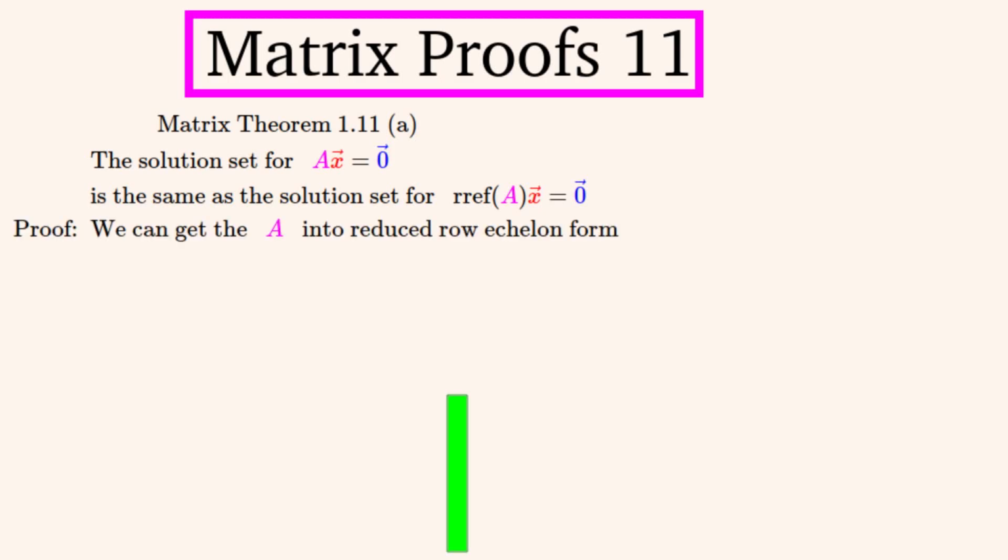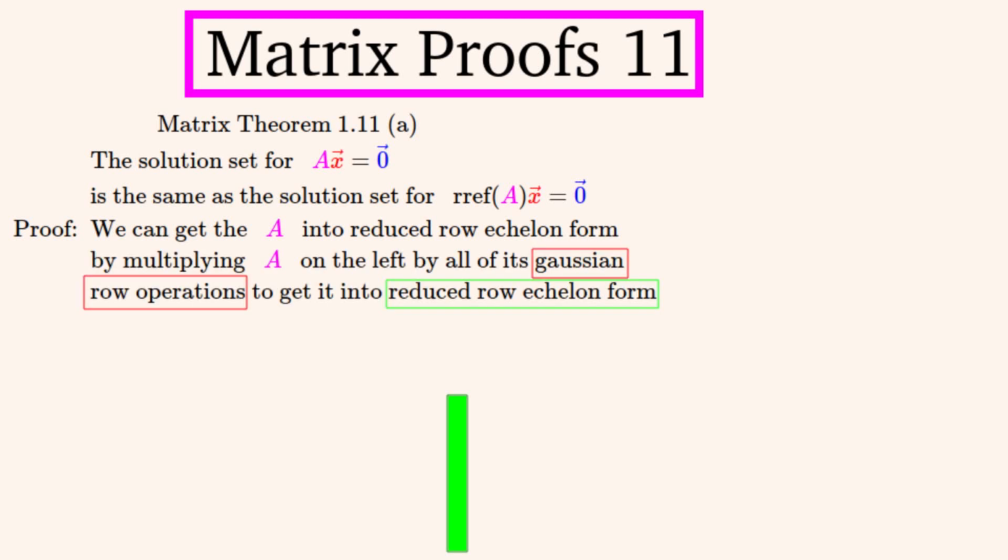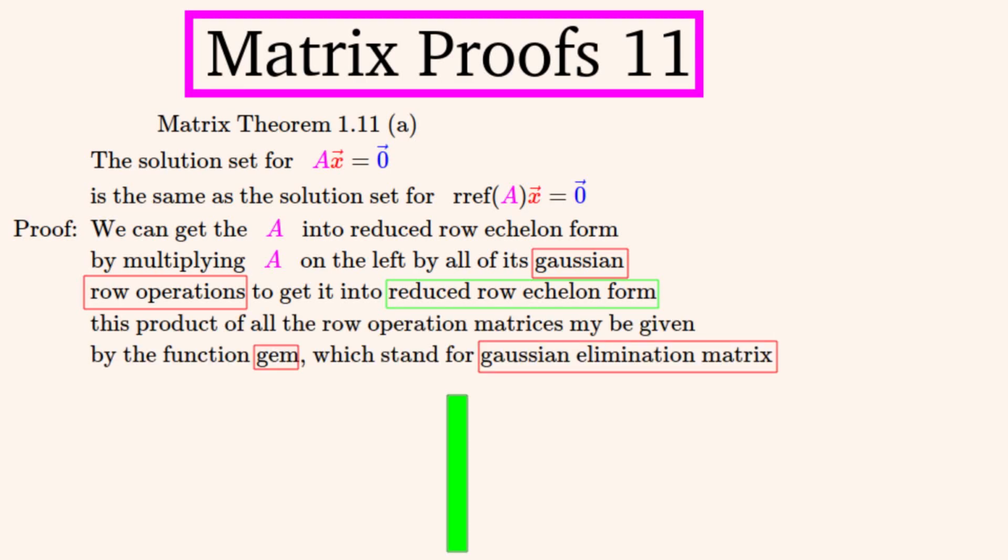So now to prove this first part of the theorem, we have to get the matrix A into reduced row echelon form. We'll do this by multiplying A on the left by all of its Gaussian row operation matrices multiplied together. And we'll give this matrix a name, called the Gaussian elimination matrix, and we'll define a function that gets this matrix of A and call it GEM, which is an acronym of Gaussian elimination matrix. I'll just write all of this down more mathematically.